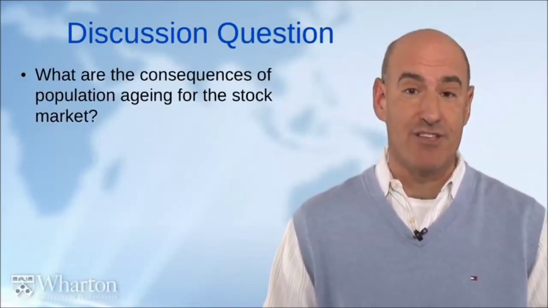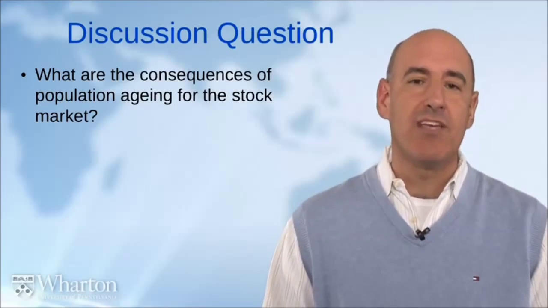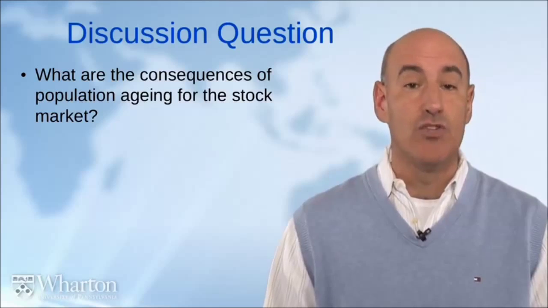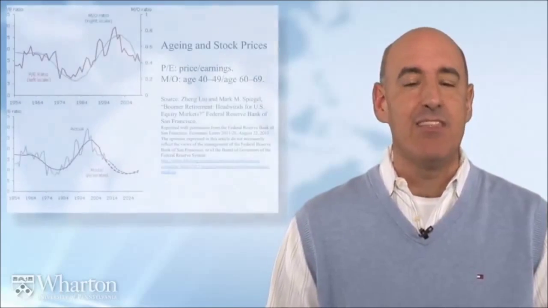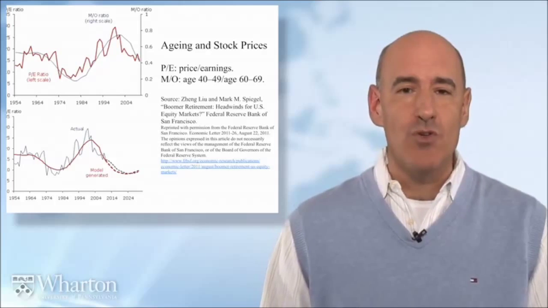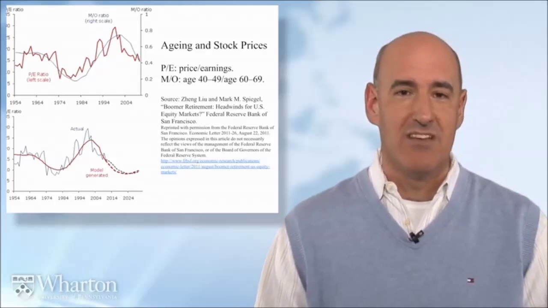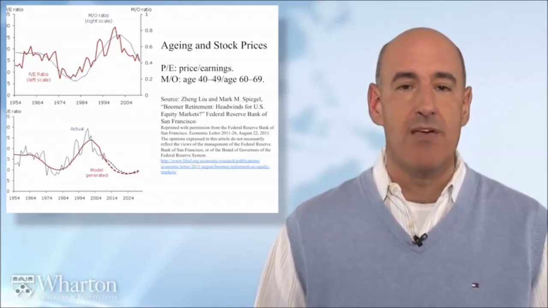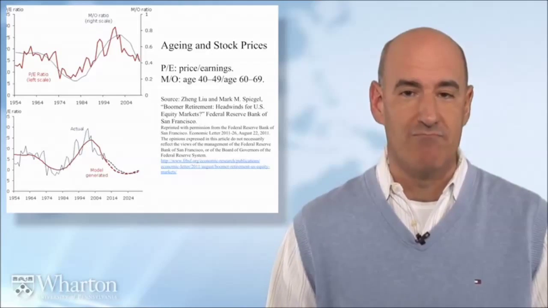Let's think now about the following question. Why should we care about demography from the point of view of financial markets? So we're going to use a specific example. Let's think about what's the impact of population aging on the stock market. And in the following example, I'm just going to show you data for the US. The data come from a study conducted by two economists at the Federal Reserve Bank of San Francisco.